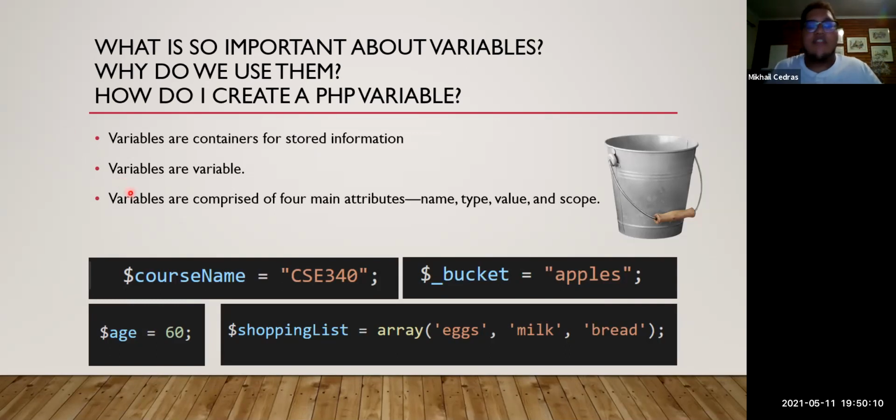Secondly, variables are variable. If I refer back to the bucket analogy, if we toss out all of our apples in our bucket and we put in peaches, the bucket still stays the bucket, but its contents can vary. Therefore, it's variable. Our programming variable containers are also able to store other data types whenever we want to change it. Variables are built on four main attributes: the name, the type, the value, and the scope.